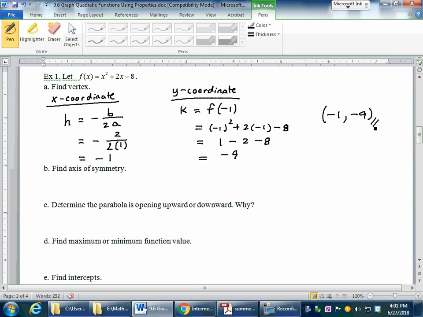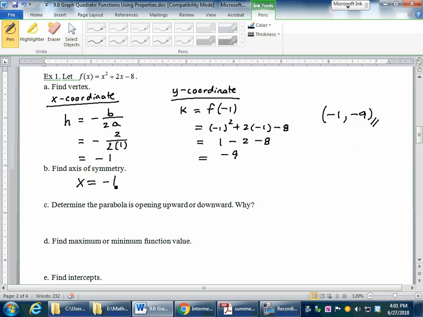The axis of symmetry, since the vertex is exactly in the middle, will pass through the vertex, which is x equal to negative 1. The axis of symmetry will pass through the x-coordinate of the vertex, a vertical line.